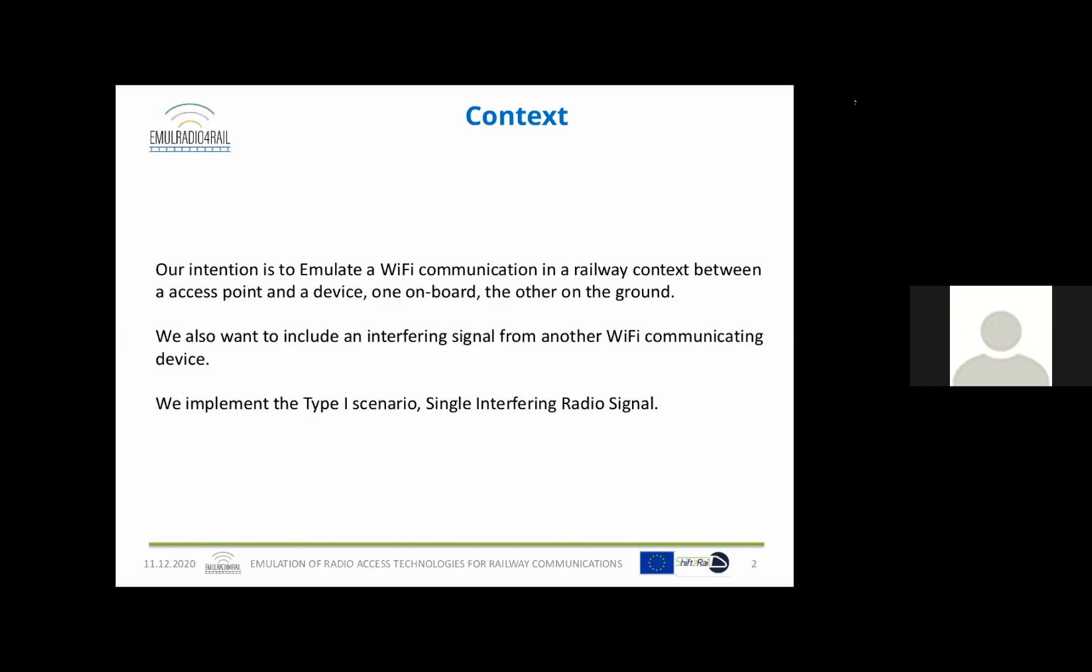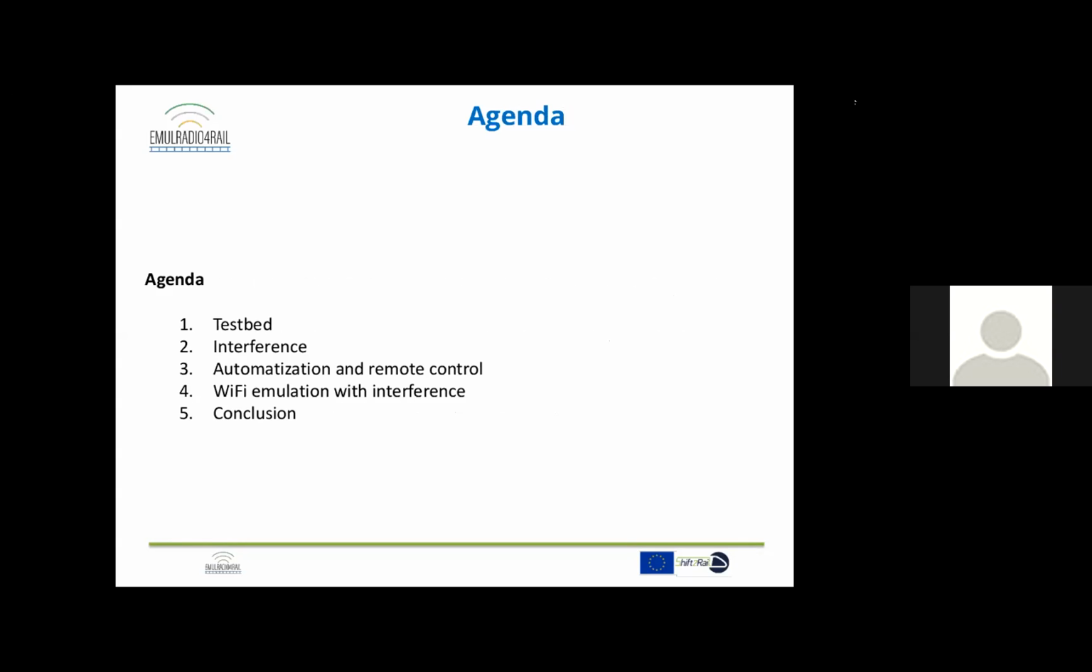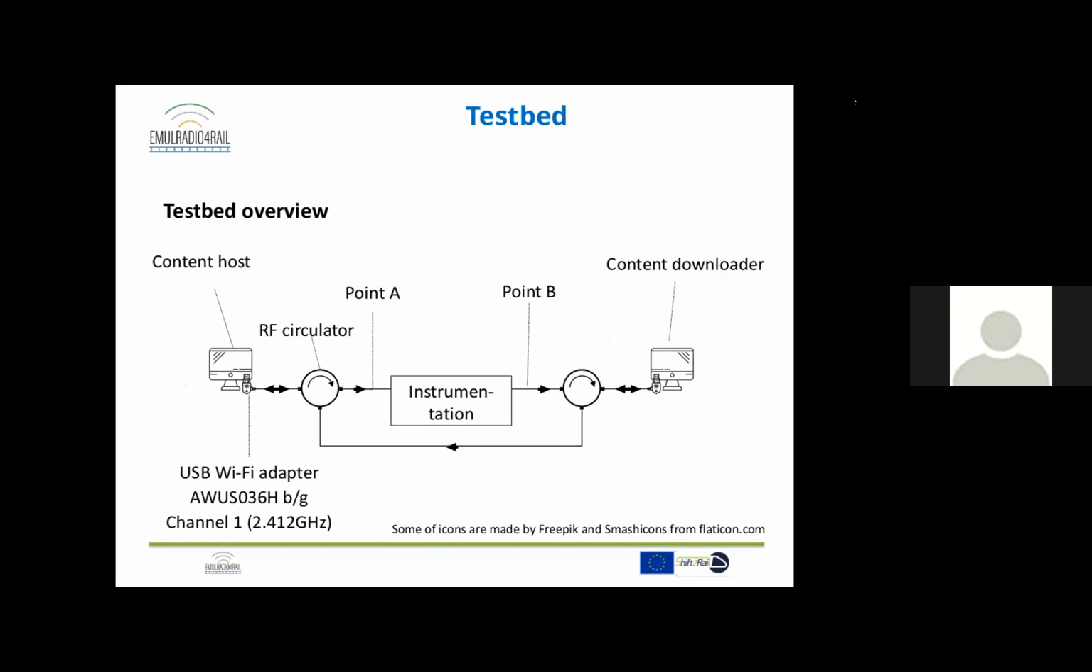For the interference, for the single interfering radio signal, we will make use of the type 1 scenario. For the outline, we will present the testbed, the interference scenarios, the automatization step and remote control for the whole testbed, the Wi-Fi emulation with interference results, and we will finish with concluding remarks.